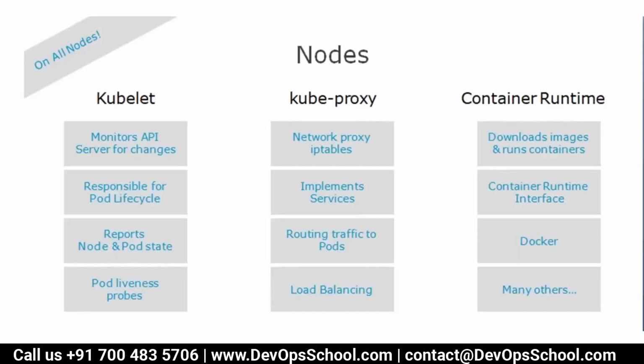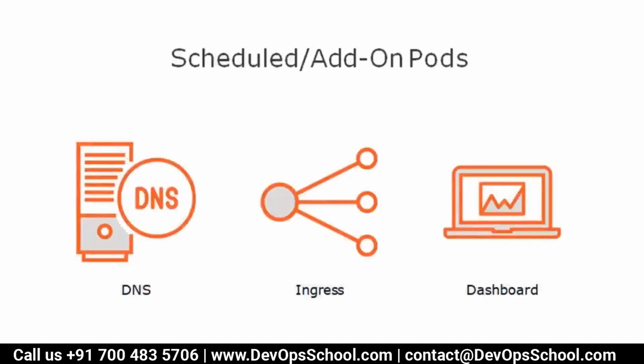Now, nodes also have a kube-proxy, which is networking; it manages the network proxy and IP tables, and implements services. Now, what are services? I need to come back to that. Routing traffic to the pod happens through the services, and I need to come back again and again to load balancing. In short, it's Kubernetes networking services. Now, container runtime. Again, it downloads images and runs containers. We know the container runtime interfaces are Docker and many others. So in short, this is the node.